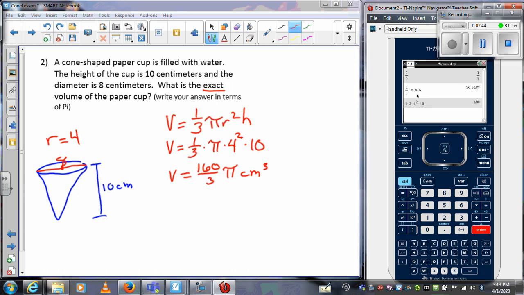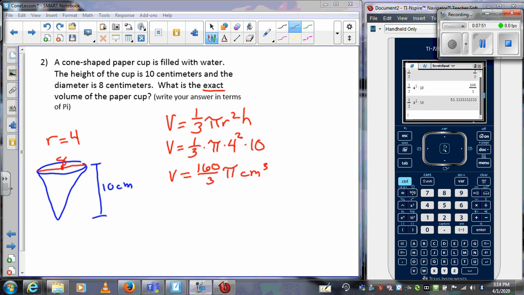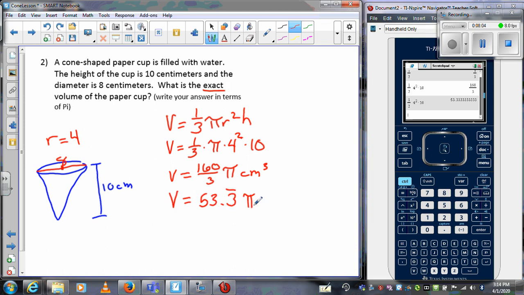Now, the way my calculator is set up here, I have to change my settings, so hang on just a second. Okay. So I had to just change a quick setting on my calculator. So another answer that you could have written down here is 53.3 with the bar over it. Don't forget your pi symbol, centimeters cubed. And that works as well.